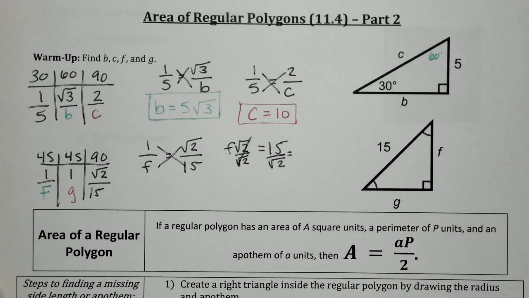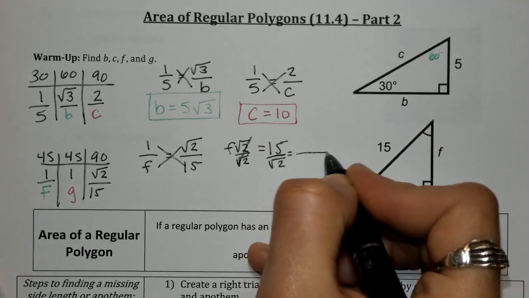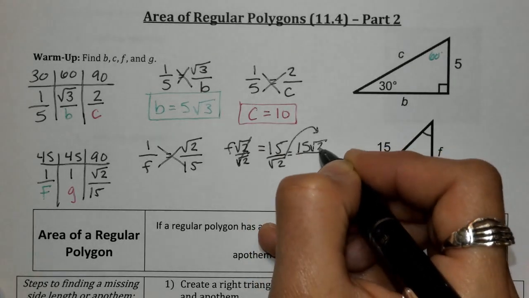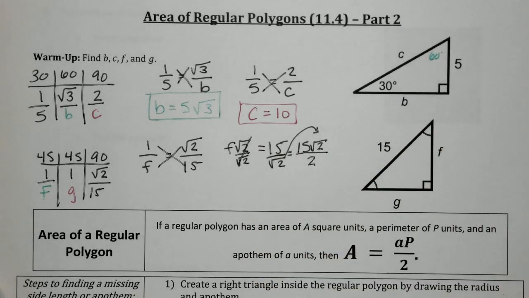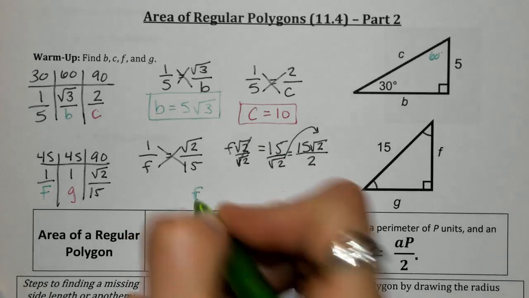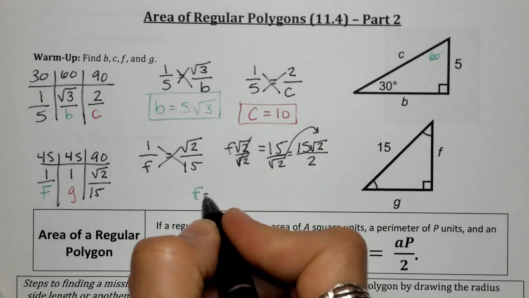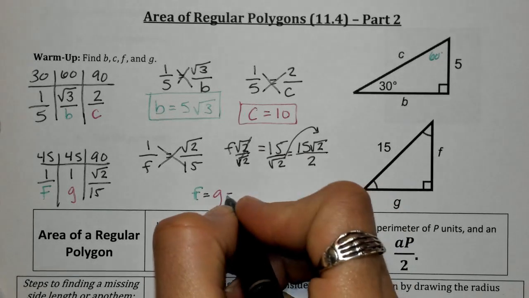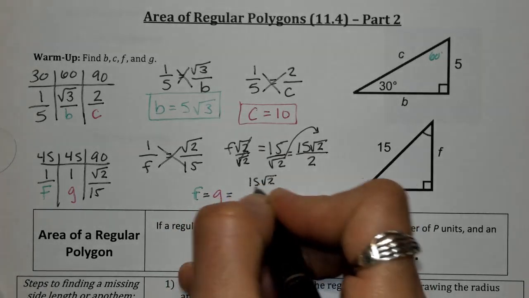The way I've taught rationalizing is a shove it and leave it method. Bring your numerator over. We're going to shove the square root of 2 to the top, and we're going to leave the 2 by itself. We are done solving. 15 cannot be divided evenly by 2. So here, as a reminder, F is going to be equal to G, which equals 15 square root of 2 over 2.